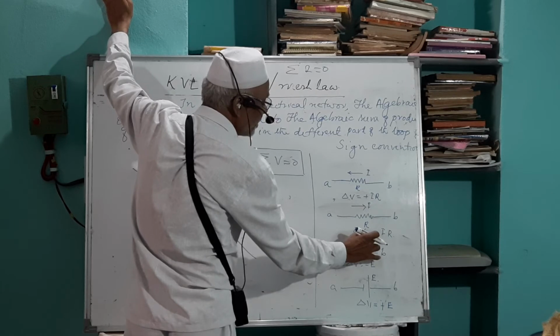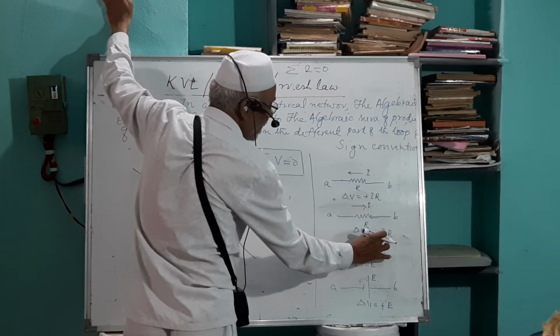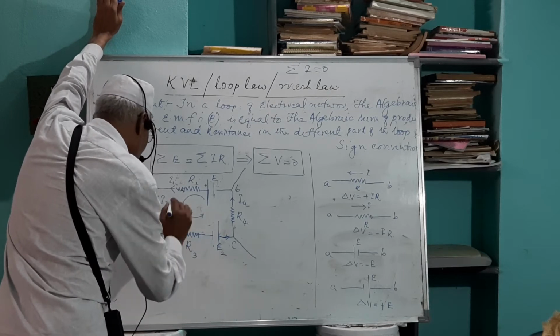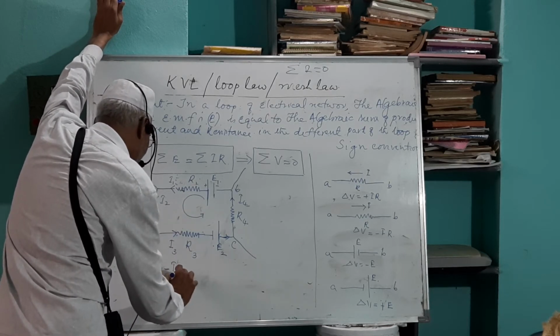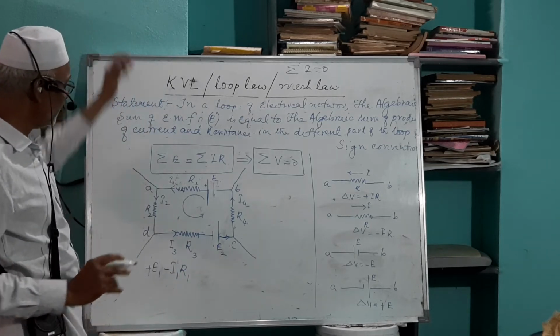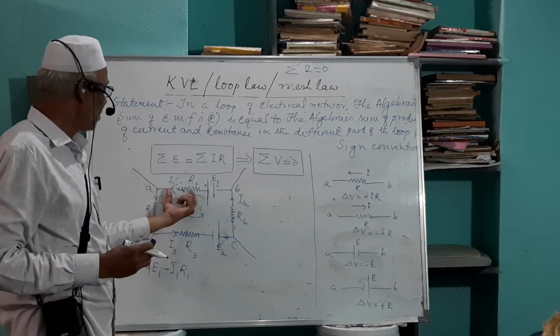So if it is the case, the IR product will be minus IR, I mean the negative IR. Here the magnitude of current is I1 and resistance is R1, so this completes the IR product.